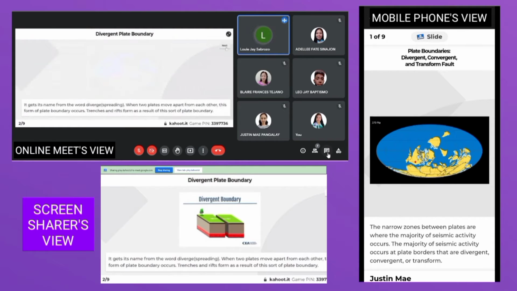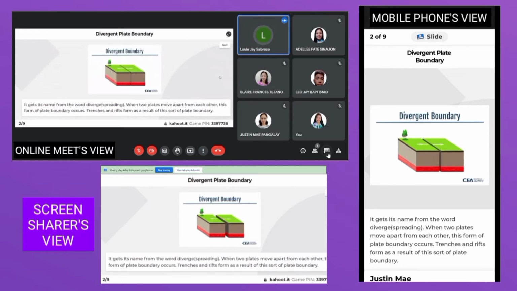The first type of plate boundary is called divergent plate boundary. Divergent boundary gets its name from the word diverge, or spreading. It happens when two plates move apart from each other. Trenches and rifts form as a result of this sort of plate boundary. And molten rock from the mantle erupts along the opening, forming a new crust. So that's our first type of plate boundary.